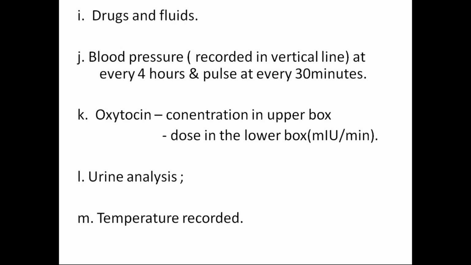Next we will write if we have given any drugs or fluids to the patient, then we will mention those in this partograph. Next, we will record the blood pressure at every 4 hours interval and pulse at every half an hourly interval. Oxytocin: in the oxytocin, there are usually 2 columns. In the upper box, we will write the concentration of oxytocin, and in the lower box, we will write the dose, urine analysis, and next temperature.